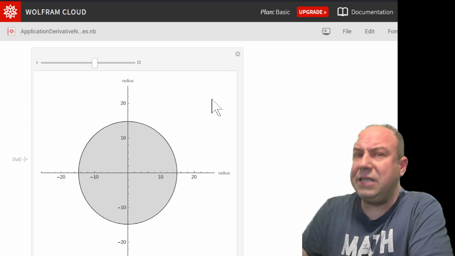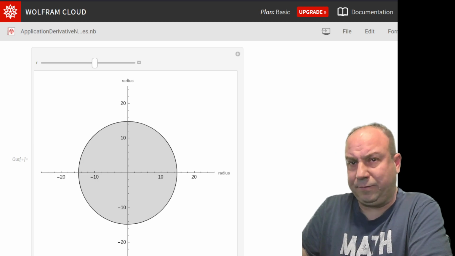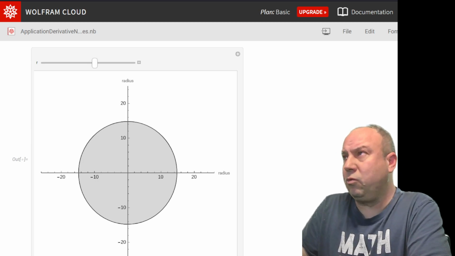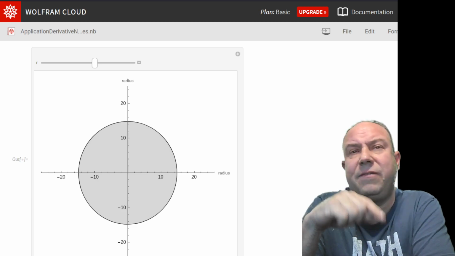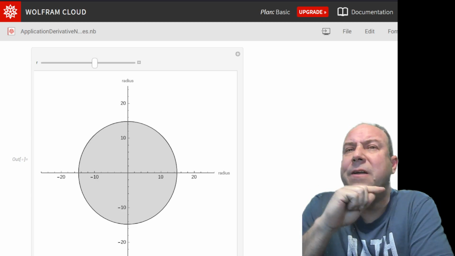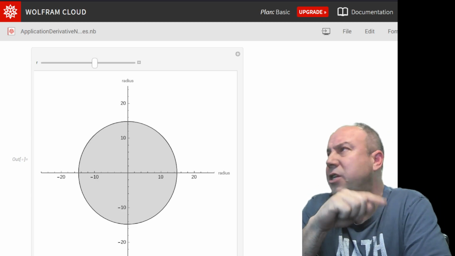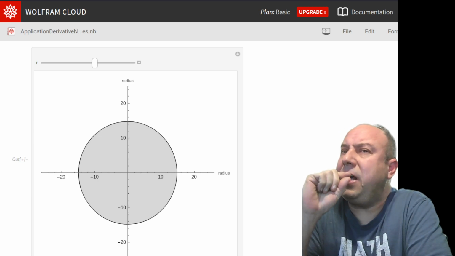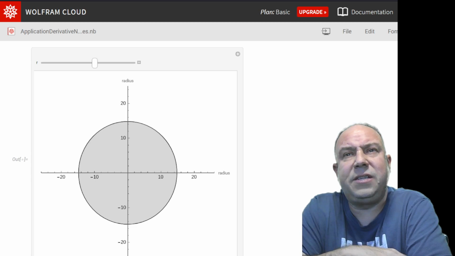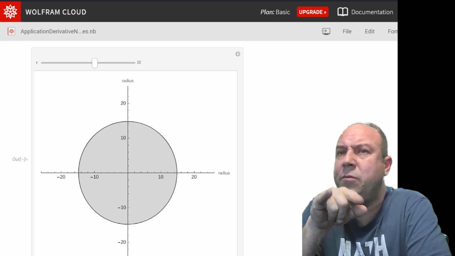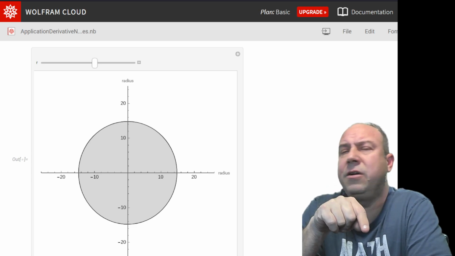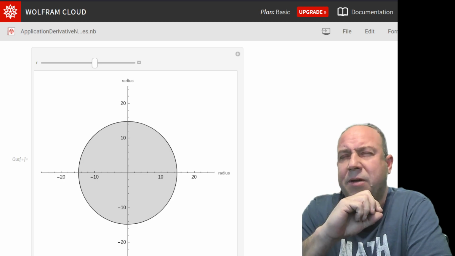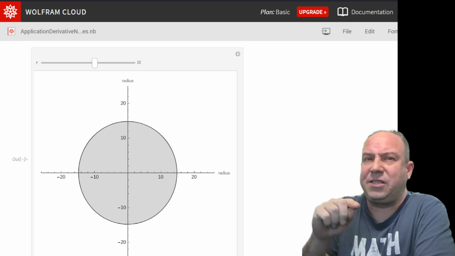Well, the relationship that relates the circumference of a circle to its radius, the relationship C equal to 2 pi r, contains within it a little bit of implicit information about how these two variables change with respect to each other, with respect to some other parameter. In this case, the parameter of time.